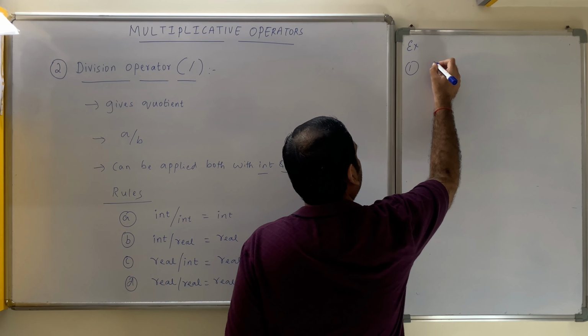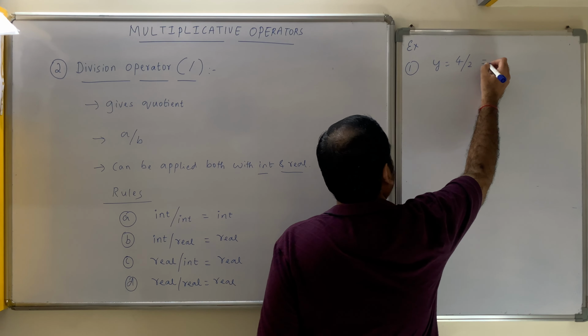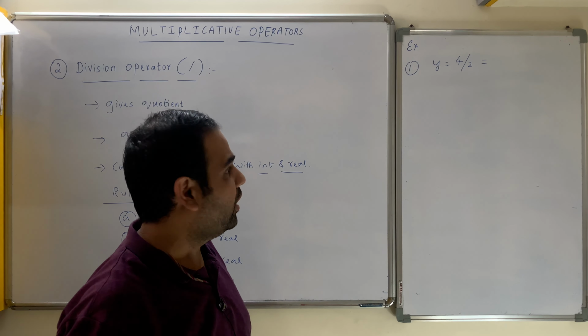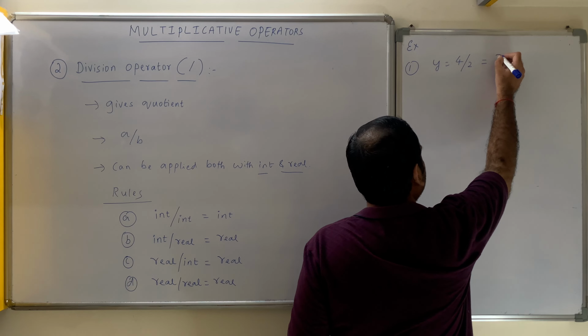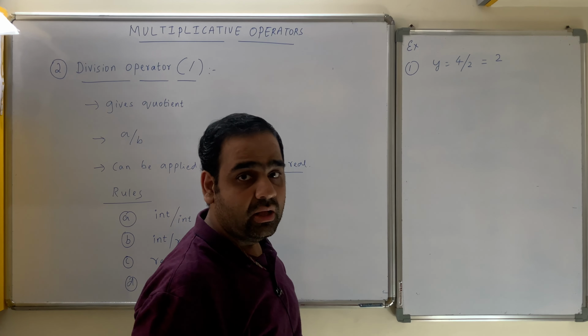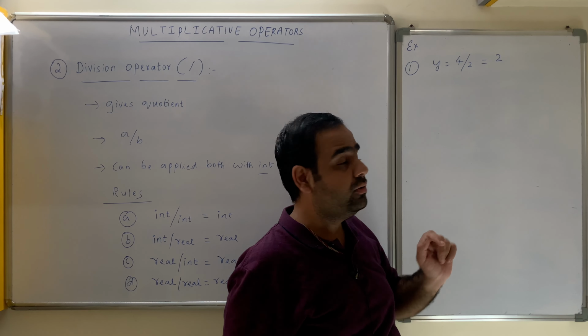Suppose we say y is equal to 4 divided by 2. Y is equal to 4 by 2. Now, what is 4 by 2? Needless to say, the answer is 2. Now, is the answer 2 or is it 2.0? That we need to understand.